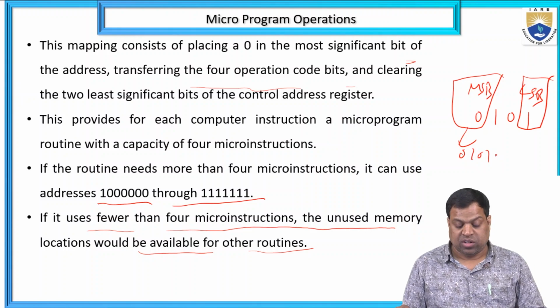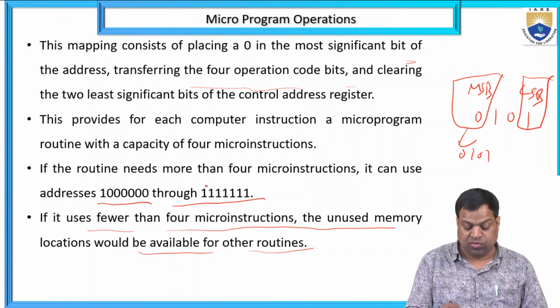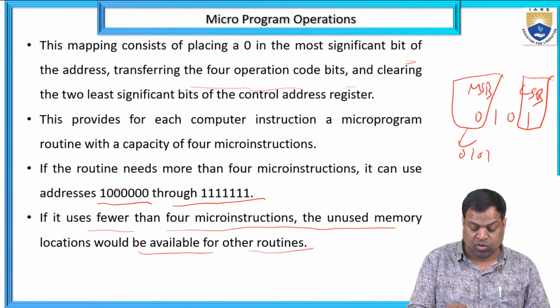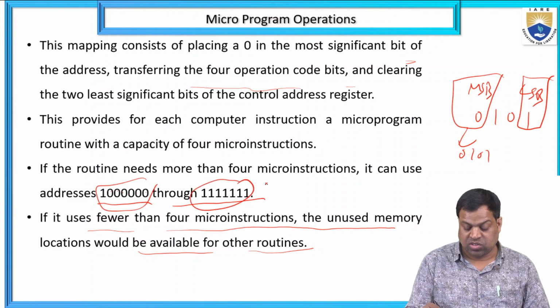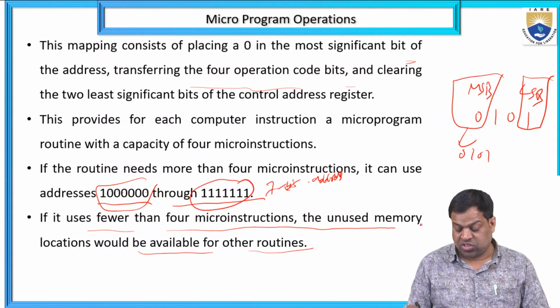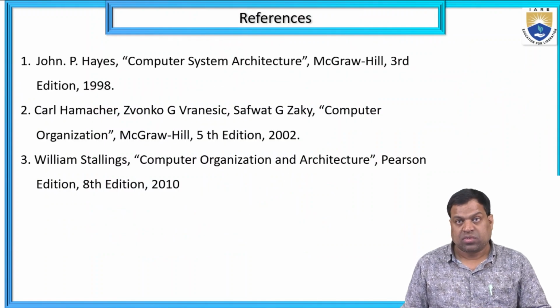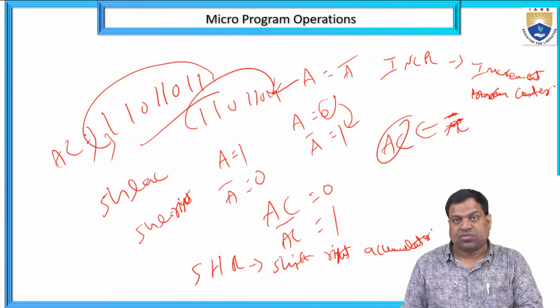And if the routine needs more than 4 micro instructions, it uses addresses of 1, 2, 3, 4, 5, 6, 7 bits. Here also 7 bits. If it uses fewer than 4 micro instructions, the unused memory allocations would be available for other routines. So these are the references.